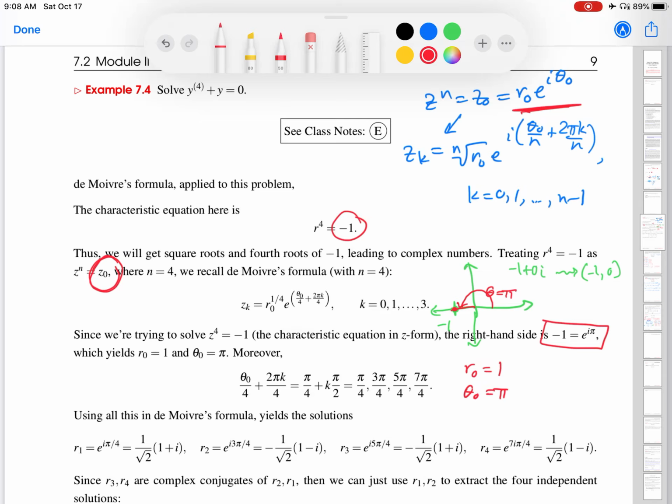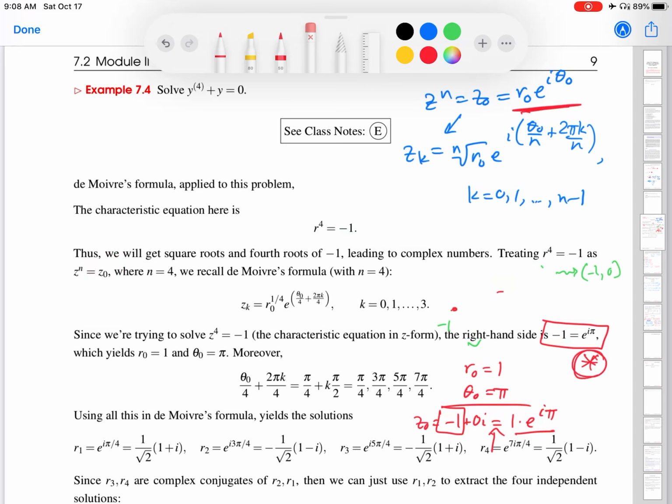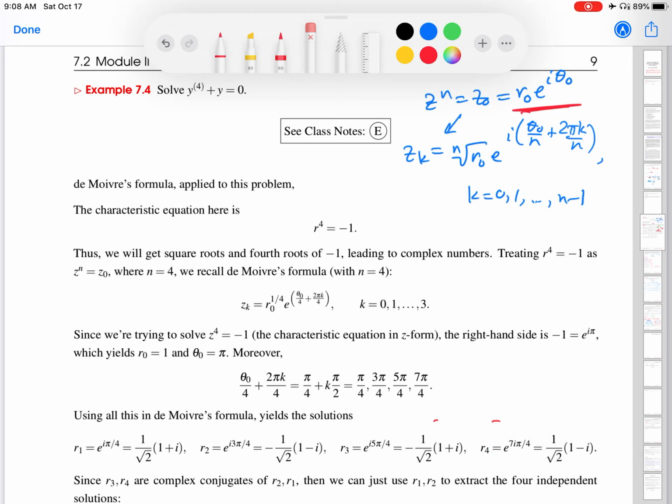So in my polar representation, I am saying that the complex number -1 plus 0i has polar form r0, which is 1, times e to the i theta sub 0, which is pi. Okay, so I'm basically saying -1 equals e to the i pi. And that's what is written over here. All right, so now that I have the polar form of my complex number, I can put that information back into de Moivre's formula. So I have the r sub 0 is 1. I have the theta sub 0 is pi.